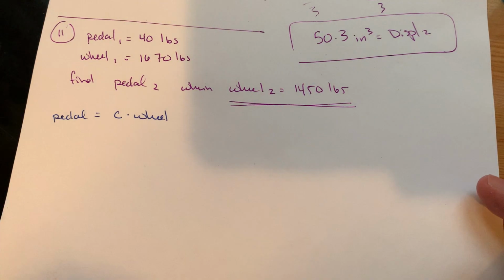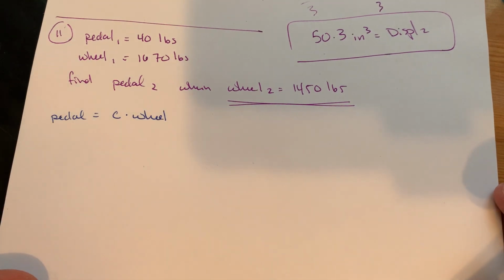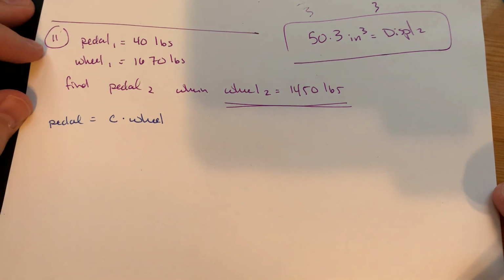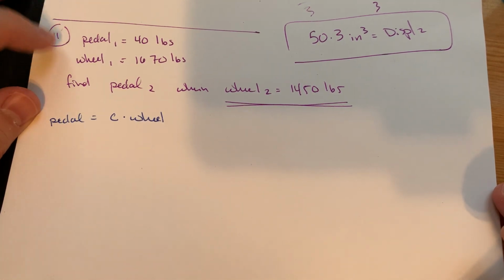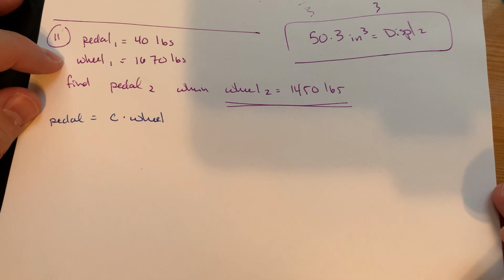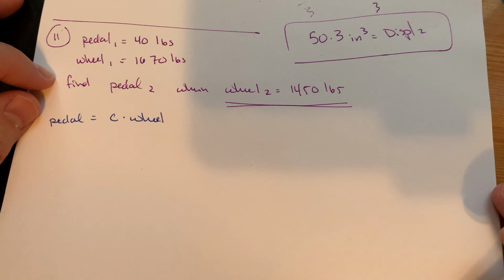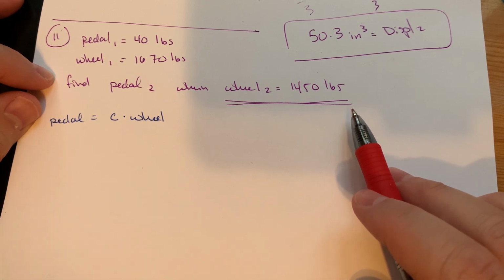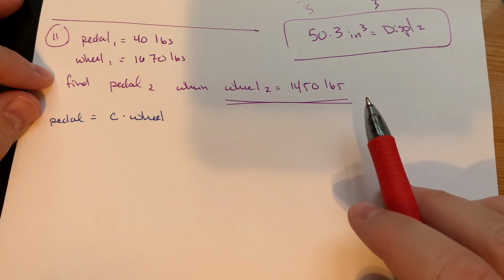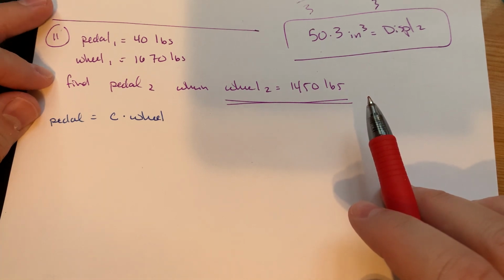Let's run through it. I've copied over our information. So force at the pedal: pedal 1 was 40 pounds, and then at the wheel we had 1,670. We're trying to find the force in the second situation, force at the pedal 2, when the force at the wheel is 1,450 pounds. So the move here is to set up a quick equation based on what you're trying to solve for.